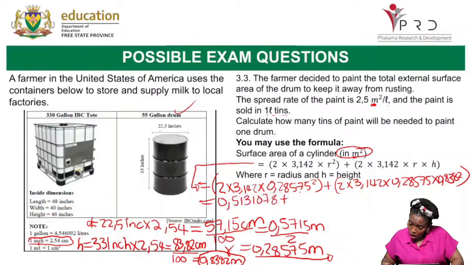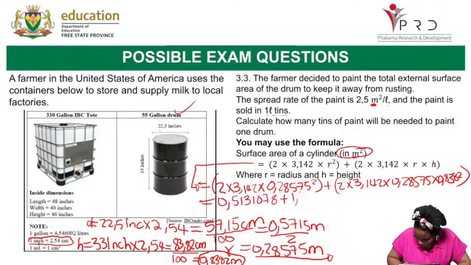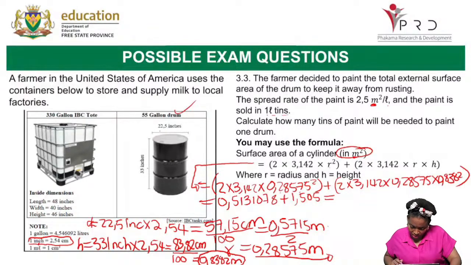So you include all your values. And then the second bracket, it is 2 times 3.142 multiplied by the radius of 0.28575 multiplied by 0.8382, and the answer is 1.505. I don't have the space, I'm sorry, that's why I'm not including all the decimals here.